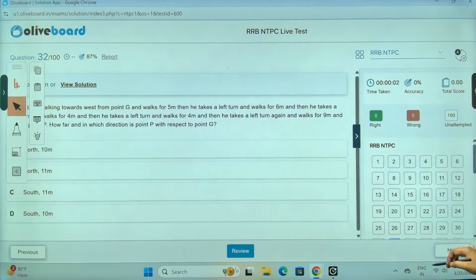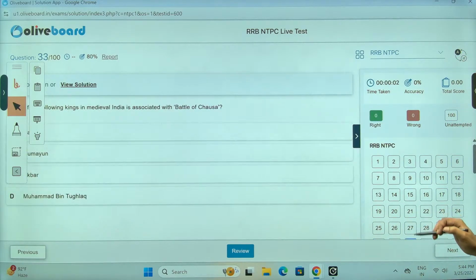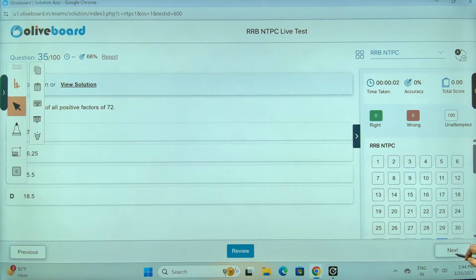Please let me know. ये भी गार्डन में घूम रहा है, ये भी नहीं पता.